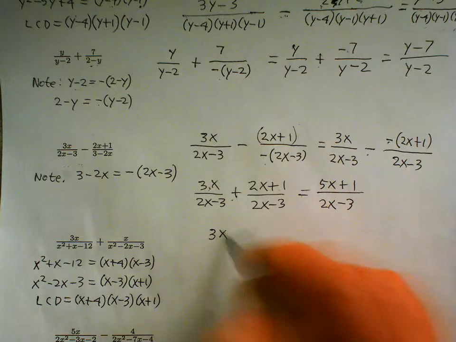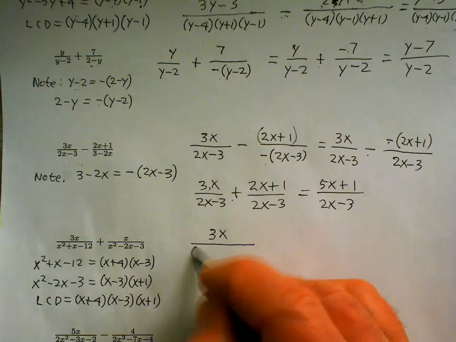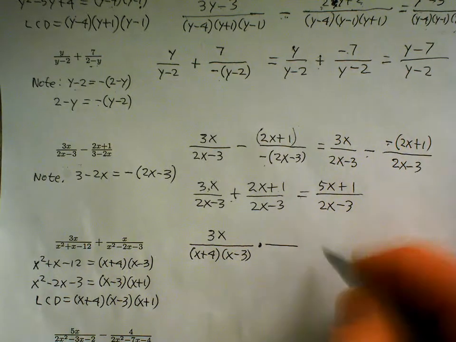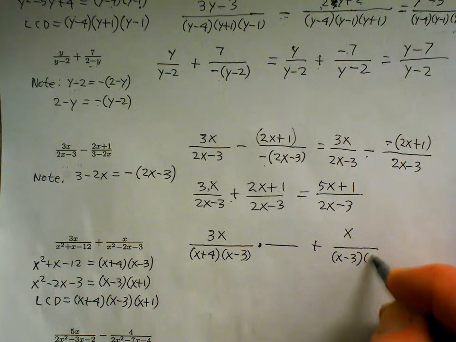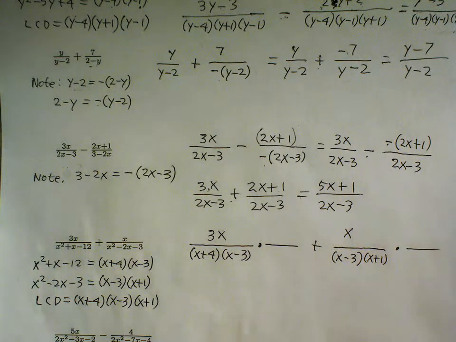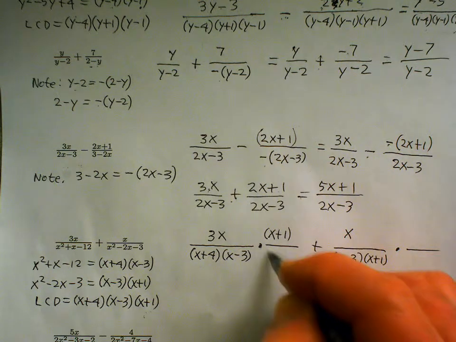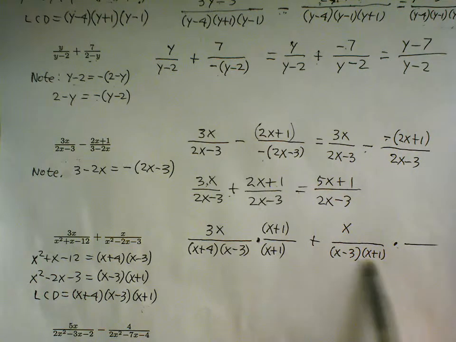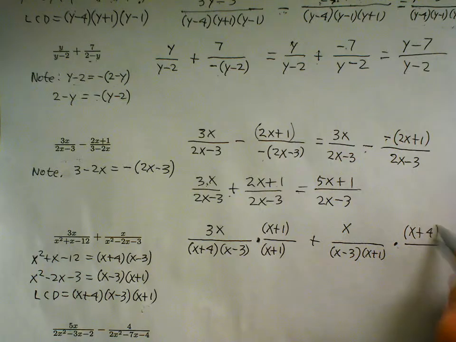Okay, so we have to multiply each of the rational expressions by 1 in a particular form. We'll multiply this by 1. And we multiply the other one by 1 also. So in this first product, this denominator is missing x plus 1, so we multiply by 1 in the form x plus 1 over x plus 1. For the other product, the denominator x minus 3 times x plus 1, this time we're missing x plus 4, so we multiply by 1 in the form x plus 4 over x plus 4.